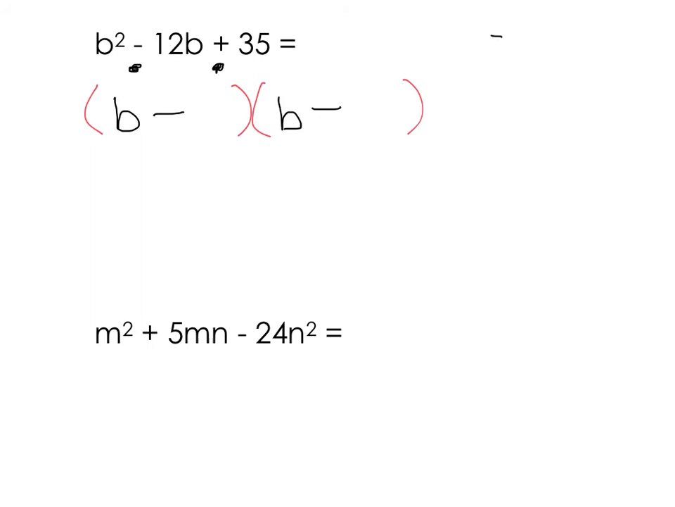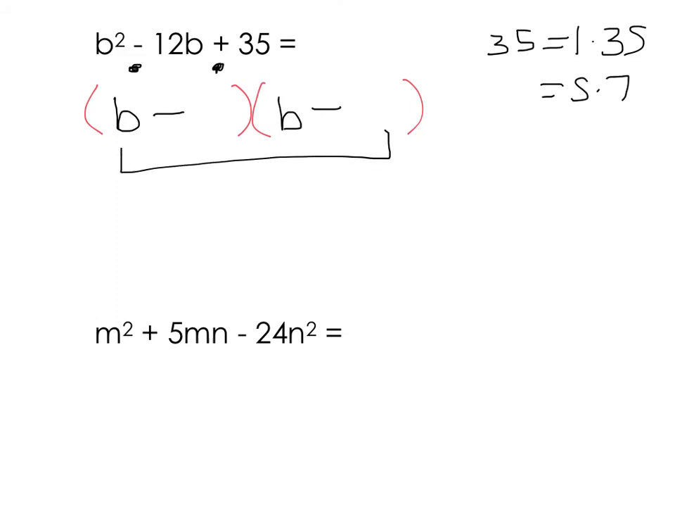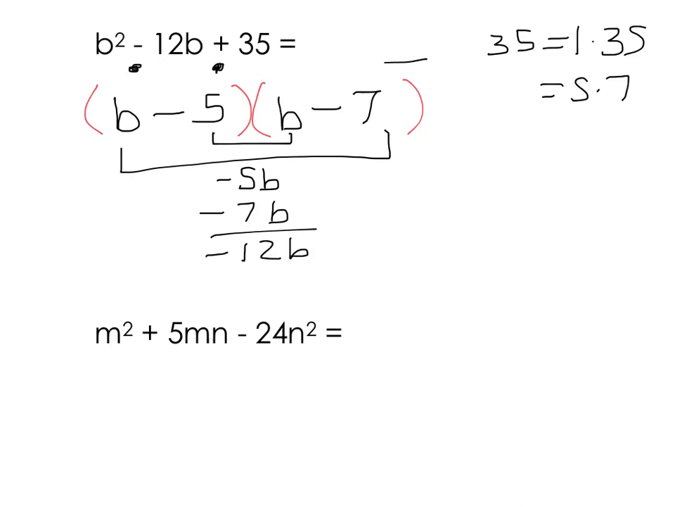All right, let's factor 35. It's 1 times 35. It's also 5 times 7. Which one will give us an outside plus an inside of negative 12b? We need the 5 and the 7. That gives us negative 5b minus 7b, negative 12b. And that is our final answer.